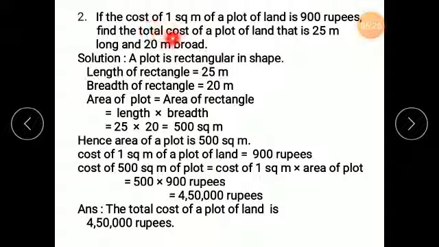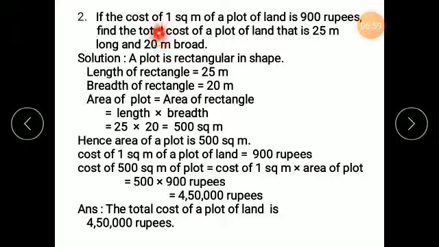If the cost of 1 square meter of a plot of land is 900 rupees, find the total cost of a plot of land that is 25 meter long and 20 meter broad. Okay, now see, this is a plot of land. Means we have to identify the shape. It will have four sides, 25 meter long and 20 meter broad, so it will be a rectangular shape. So rectangle, this is length and this is breadth. So 25 meter will be length and 20 meter will be width, that is breadth.